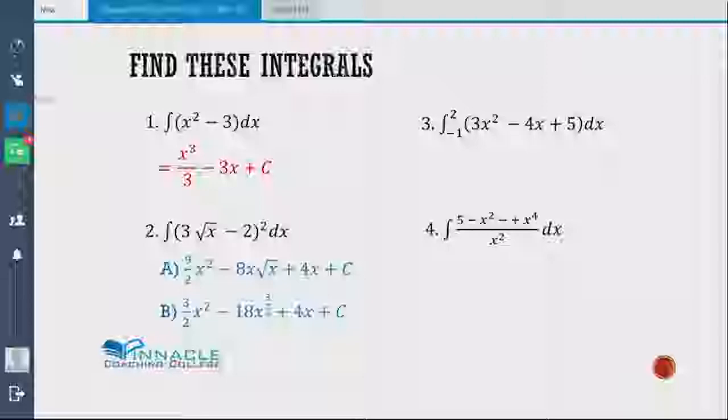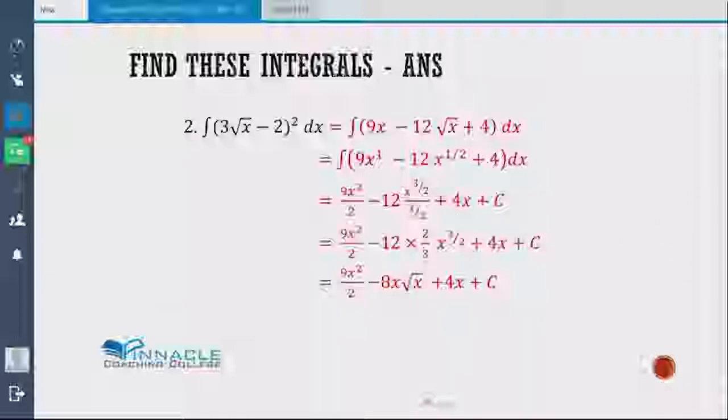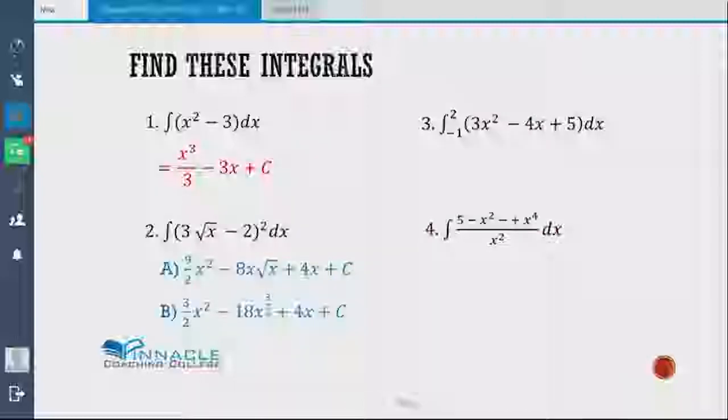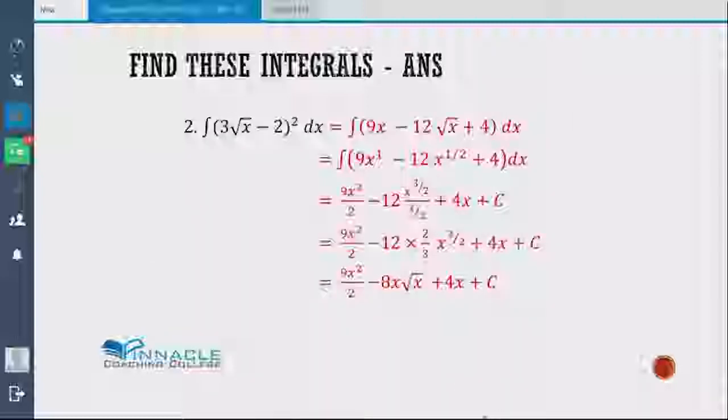All right, so it looks like most people picked A, and that would be, let me check, I don't even remember. Yes, that would be the correct answer. Excellent. Okay, so if you didn't get A, you can have a look at the working here.